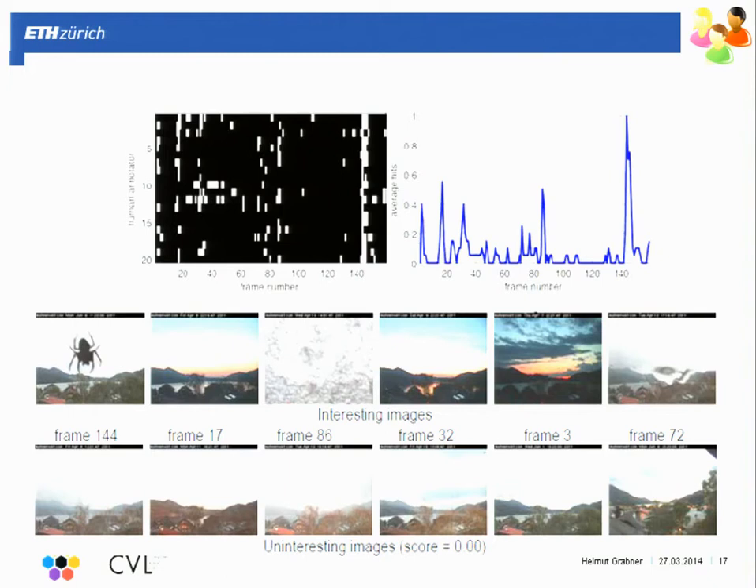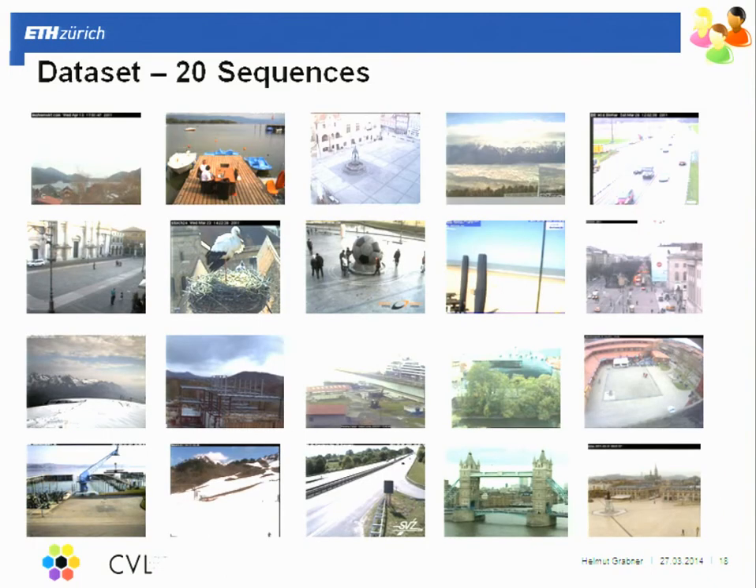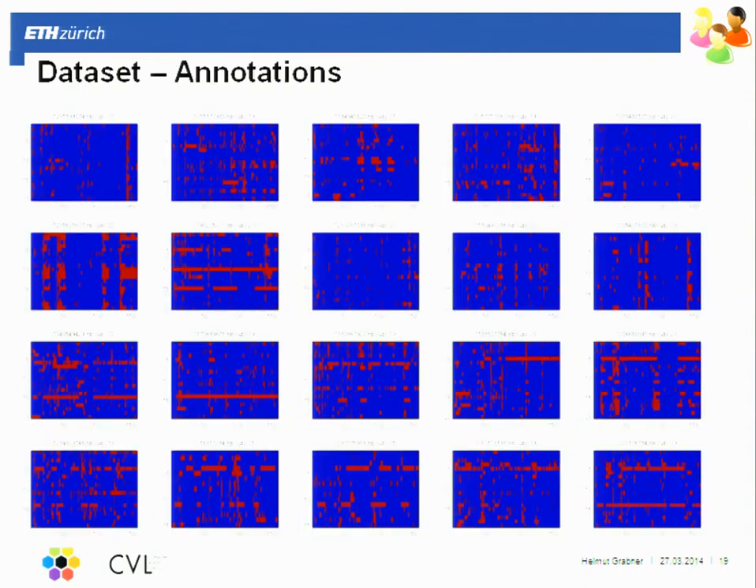We are not only doing this for this one sequence. In fact, we had a data set of 20 scenes, so 20 webcam streams, including public places, famous sites, a stork nest, boring highways, beaches, and so on. And we did this experiment, or our colleagues did this experiment, with all the humans. As I said, female, male, different age groups, and so on. And we got these kinds of matrices.